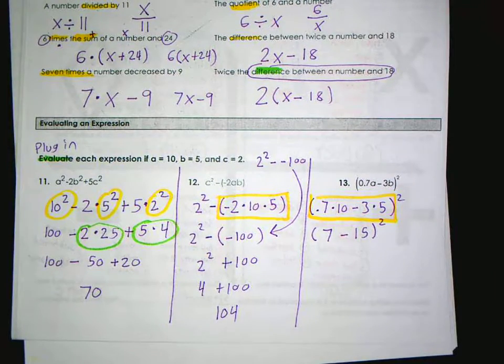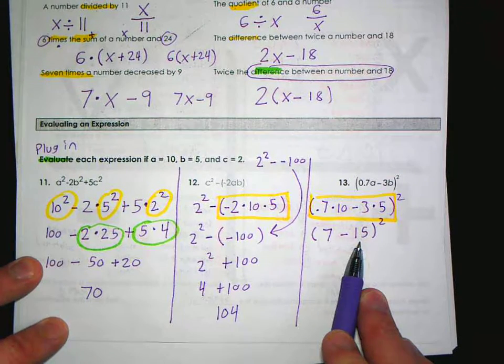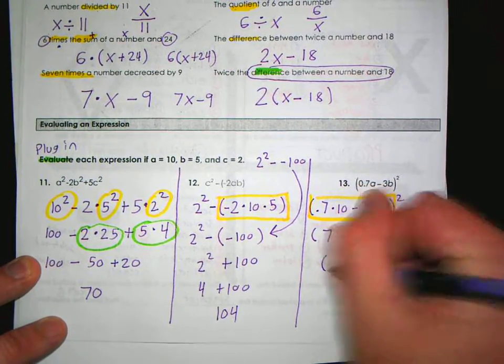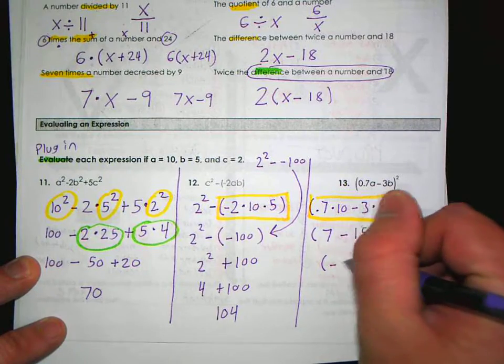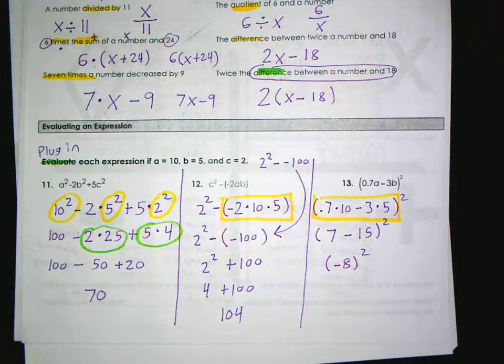Then I go to order of operations again, parentheses, 7 minus 15 in parentheses. So I'm going to do that first. 7 minus 15. What is it? -8. Now, -8, there's nothing else I can do with -8. Everything in the parentheses has been computed.